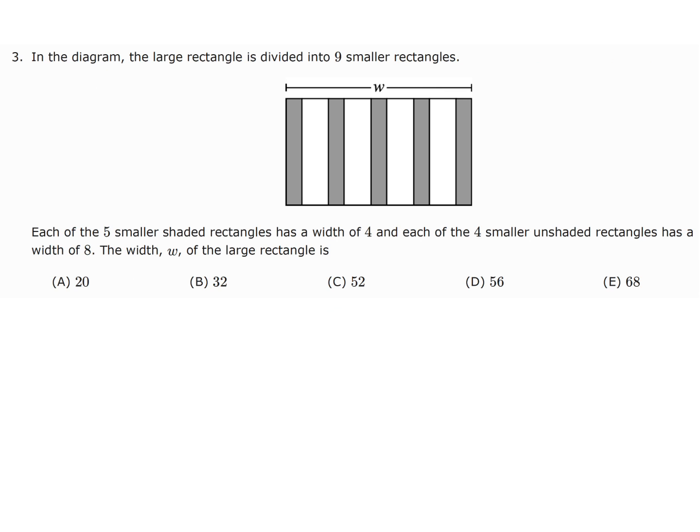In the diagram, the large rectangle is divided into 9 smaller rectangles. Each of the 5 smaller shaded rectangles has a width of 4, and each of the 4 smaller unshaded rectangles has a width of 8. The width W of the large rectangle is. So these are all 4, and then the in-between ones are 8. So I guess we just add it up. W would be 5 of those 4s plus 4 of those 8s, and that is 20 plus 32, and that would be 52. So the answer is C.